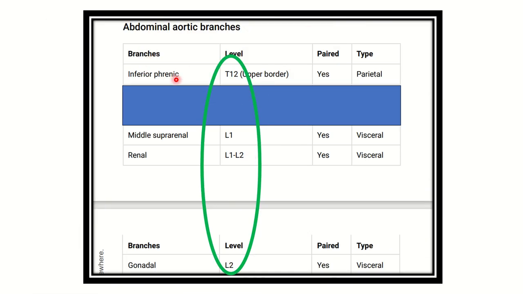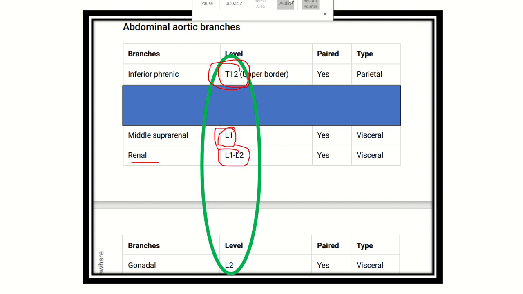Finally, the anatomical or vertebral levels of these lateral branches. First, the inferior phrenic artery arises at the thoracic 12 vertebral level. Then the middle suprarenal artery arises at the lumbar 1 vertebral level. Then the renal artery arises at the lumbar 1 and lumbar 2 vertebral level. And here we can see the gonadal artery. This gonadal artery arises at the lumbar 2 vertebral level.